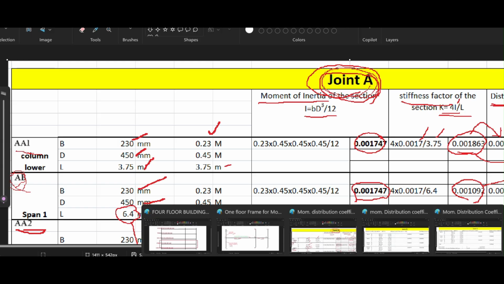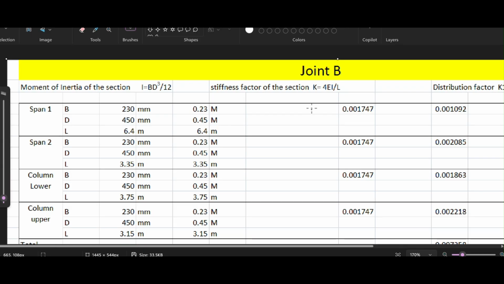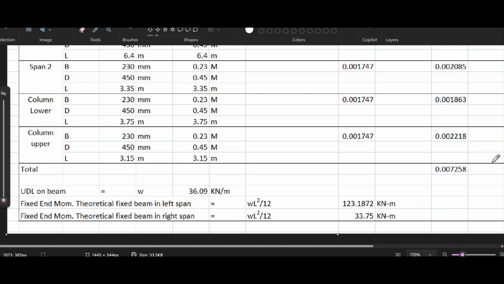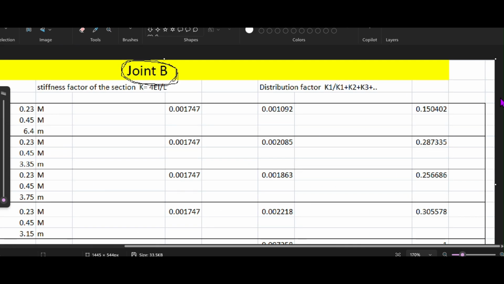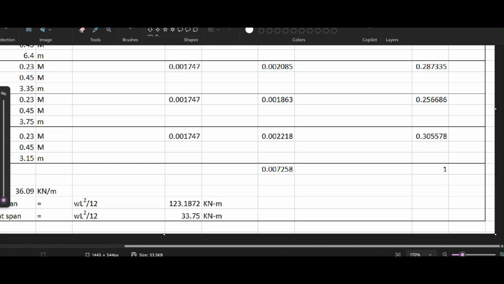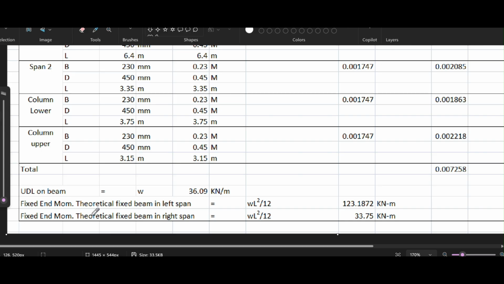Similarly, we are calculating the same thing for joint B. Here also we are finding the same distribution factor. And here we are finding the bending moment.